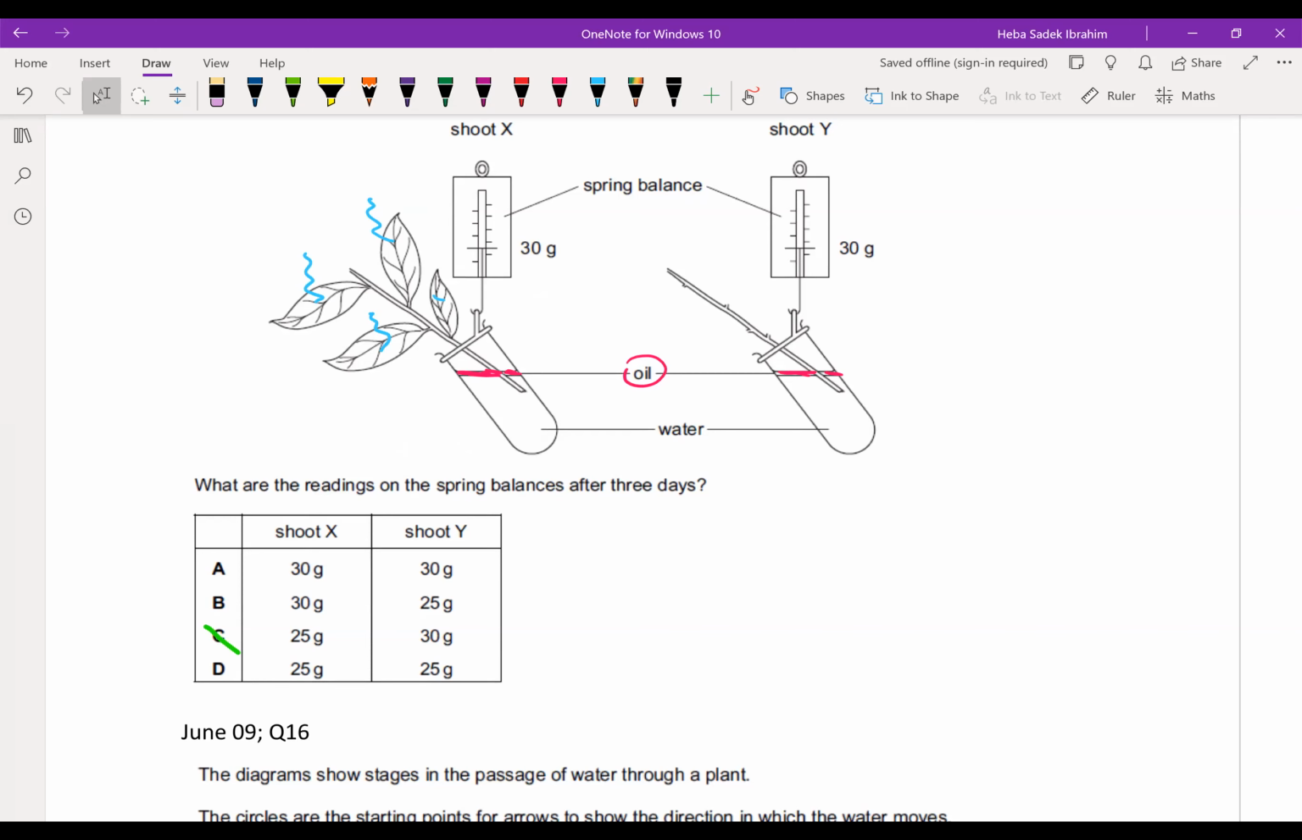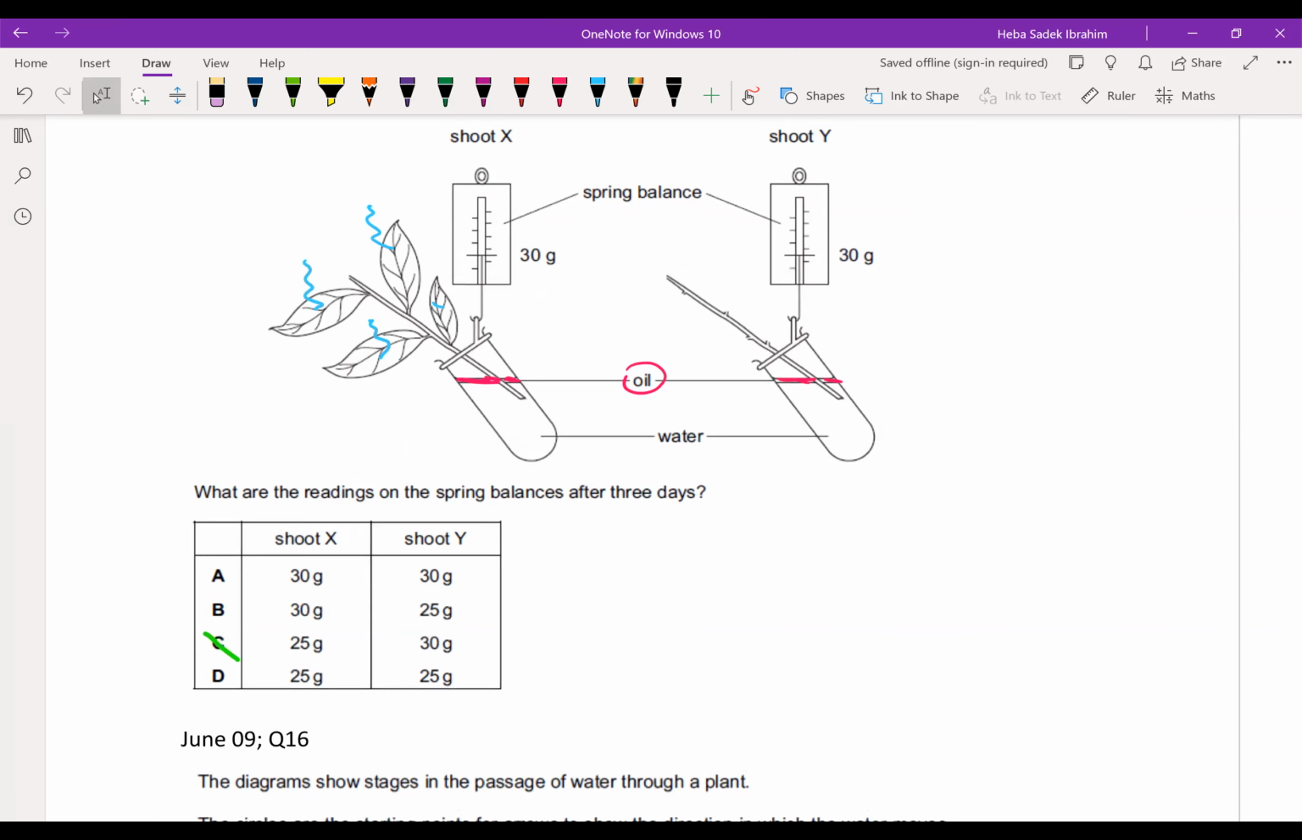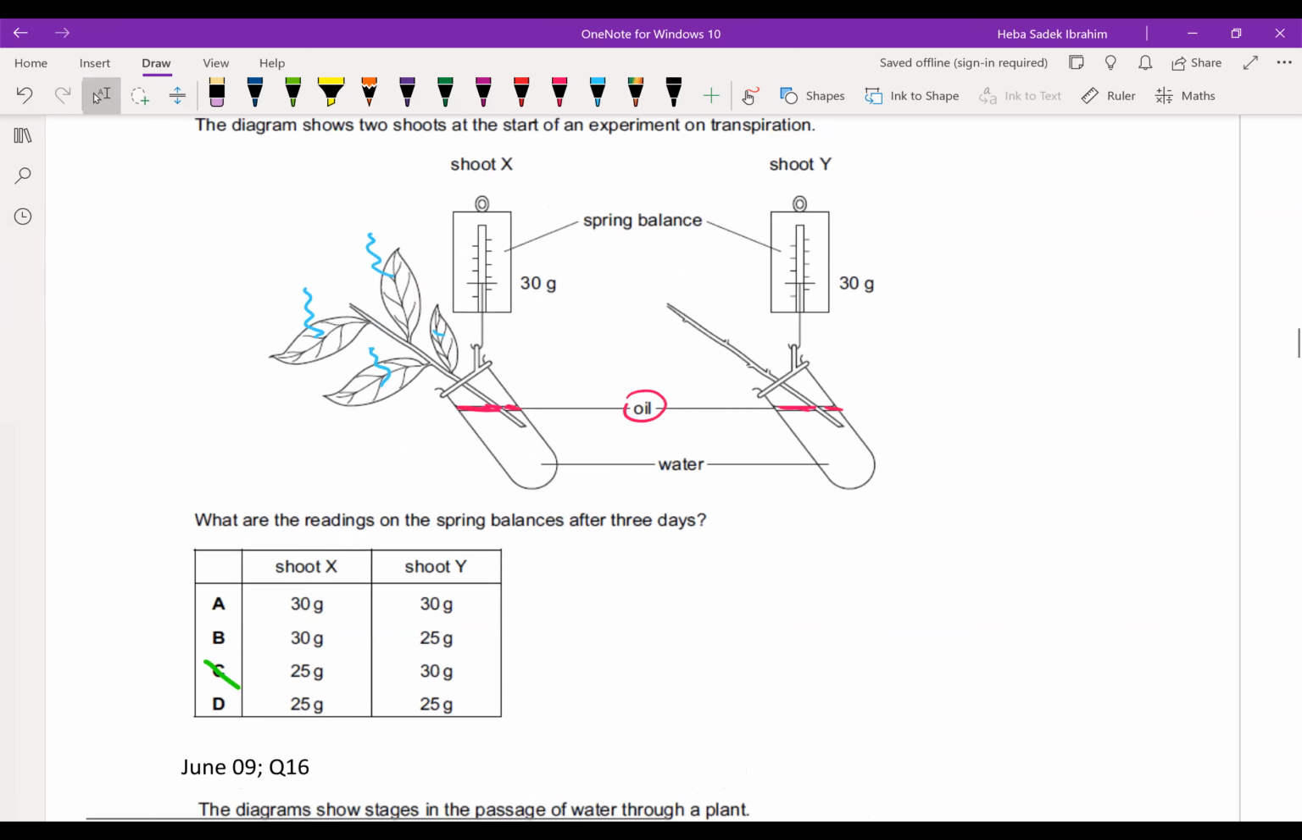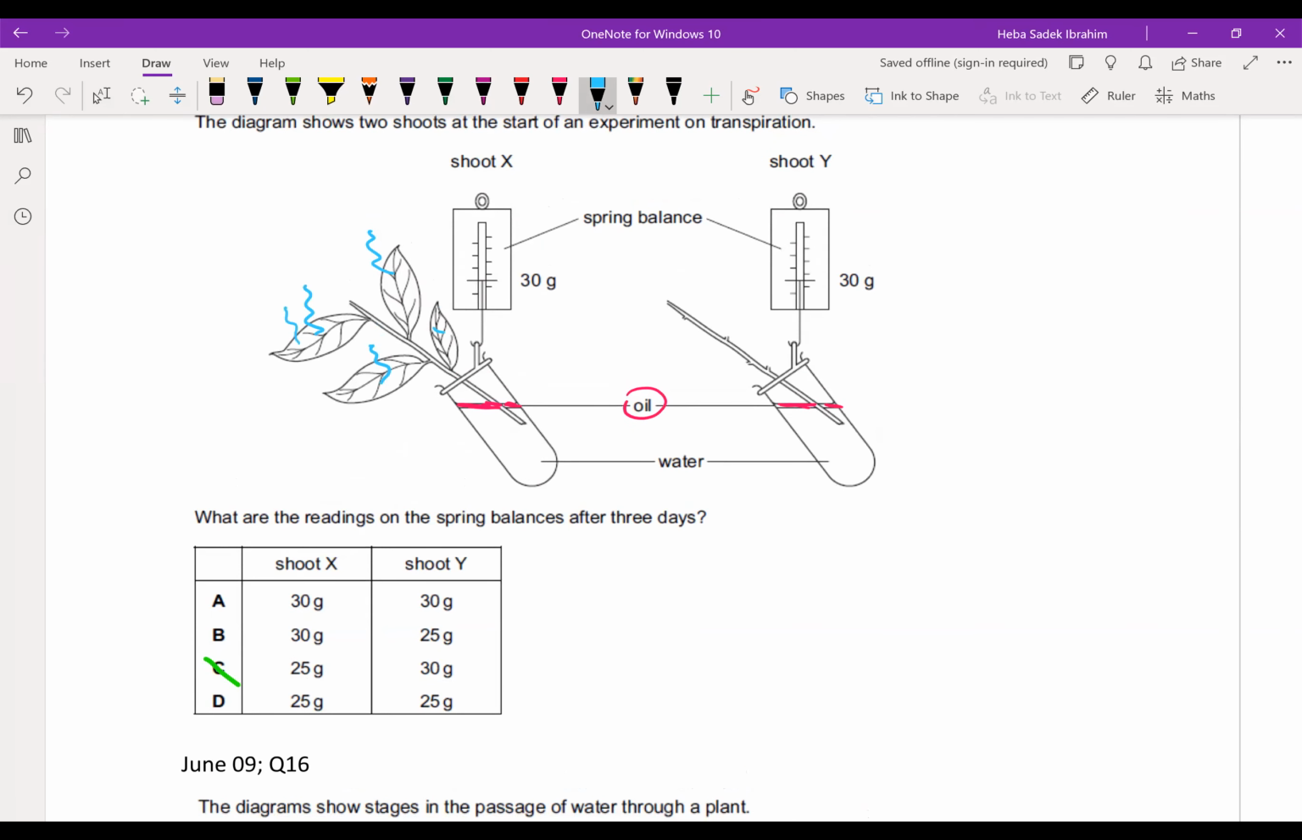طيب كلام جميل جدا. يبقى احنا ايه اللي حاصل بقى؟ فتقولي لي حضرتك انه you expect more water loss هيحصل من shoot X لانه هنا you're getting water to evaporate from the surface of the leaves. يبقى you're getting water evaporating from shoot X. فالماس اللي هنا ده يا أستاذ عمر will go down because water loss has taken place.